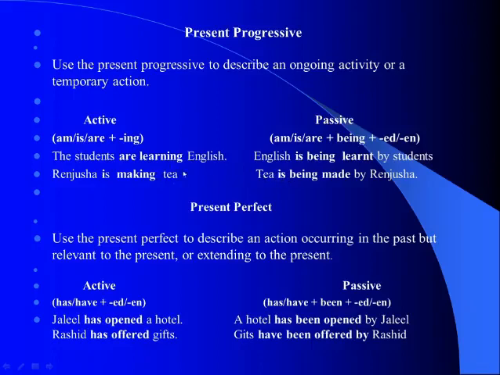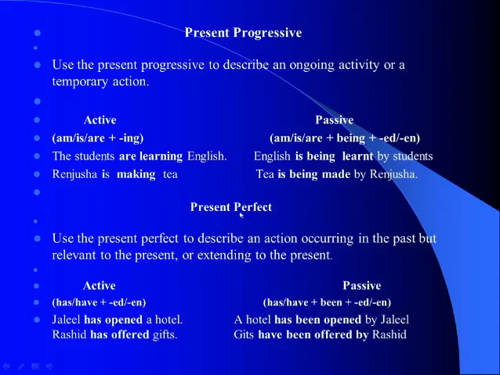So this one is important. If it is tea, it is "is"; if it is teas, it is "are". This way it is transforming: tea is being made. How did we get this word "being"? As I told you earlier, if it is the ing form, there will be the word "being". This way you have to understand. It will be very easy for you. Otherwise it will make some confusion in your mind. That's why I use this method to teach you in this way. Tea is being made by Ranjusha.